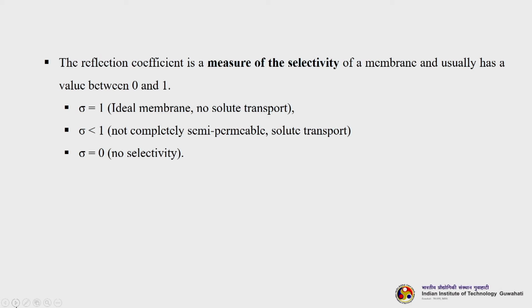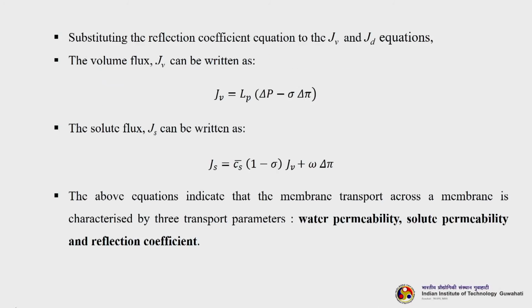So, the reflection coefficient is a measure of the selectivity of the membrane and usually has a value between 0 and 1. If it is 1, it is an ideal membrane, that means no solute transport. If it is less than 1, not completely semi permeable, so solute transport occurs. If it is 0, there is no selectivity. So, this reflection coefficient is a very important parameter which directly tells us the selectivity of the membrane.